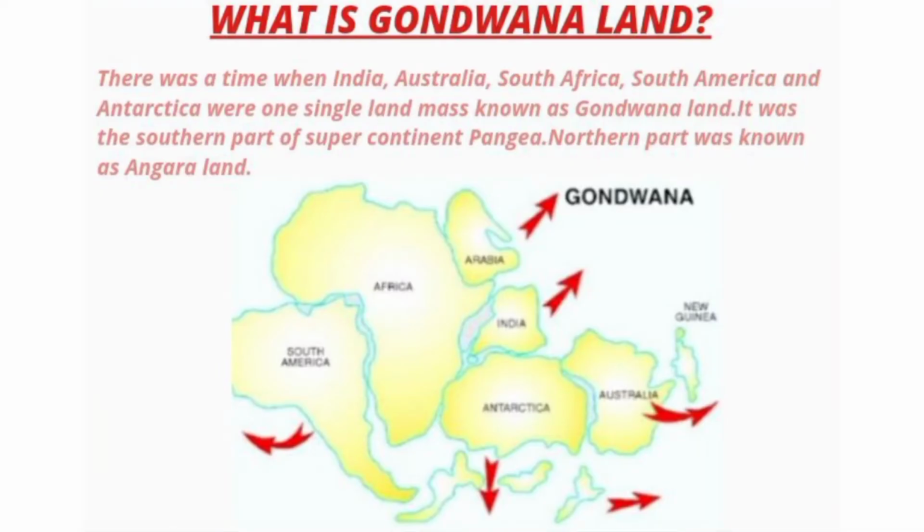Now we will discuss Gondwana land. There was a time when India, Australia, South Africa, South America, and Antarctica were one single landmass known as Gondwana land. It was the southern part of the supercontinent Pangaea. Northern part was known as Angara land.